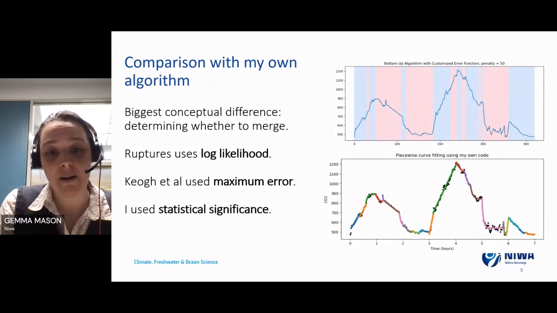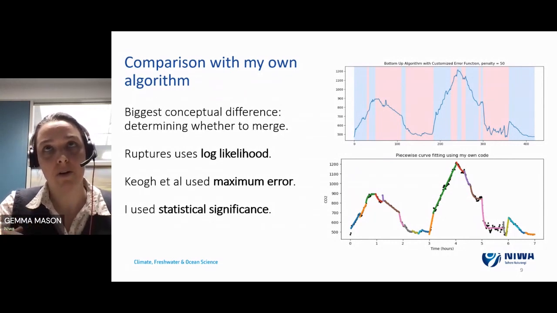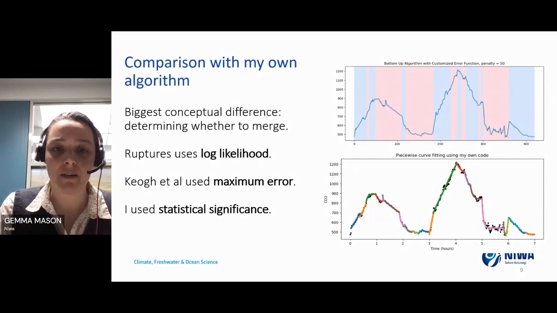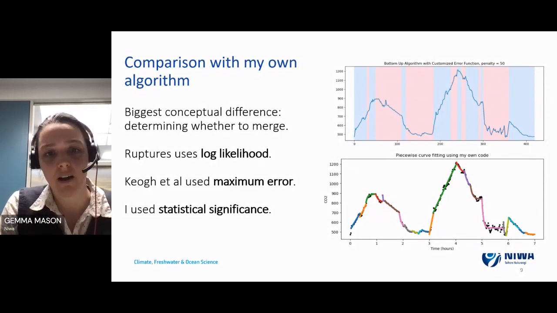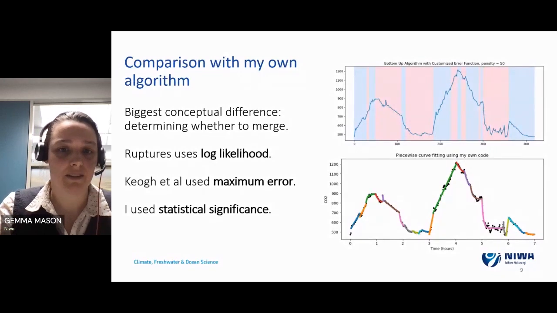The paper that I was working from used maximum error. So the idea is that you merge two things if the error with your new fitted curve is not going to be higher than some threshold. And that's quite good, but it sometimes fails to deal with the fact that you can have areas where you've got a lot of noise and areas with less noise. And if you're using a single maximum error across your entire time series, you can't really deal with that very well.